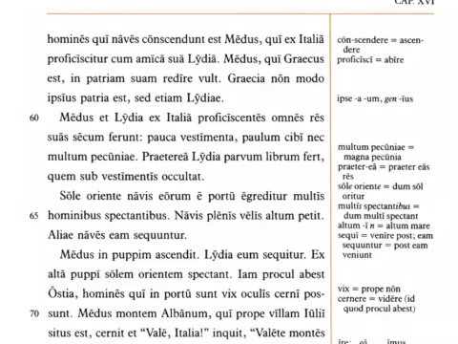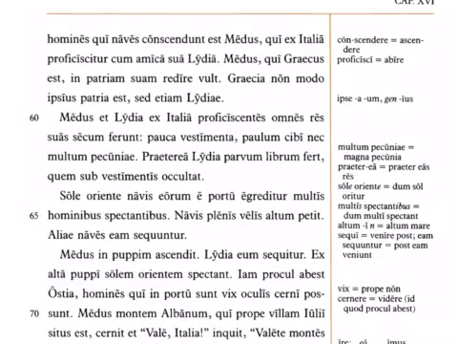setting out, proficiscitur, there's another deponent verb, looks passive but we translate active, sets out, from Italy, ex Italia, with his girlfriend Lydia. Metus qui Graecus est, Metus who is Greek, in patriam suam redire vult, wants to return to his country, his homeland. Graecia non modo ipsius patria est, sed etiam Lydiae. Greece is not only his own country, but also Lydia's. So they were both originally from Greece.